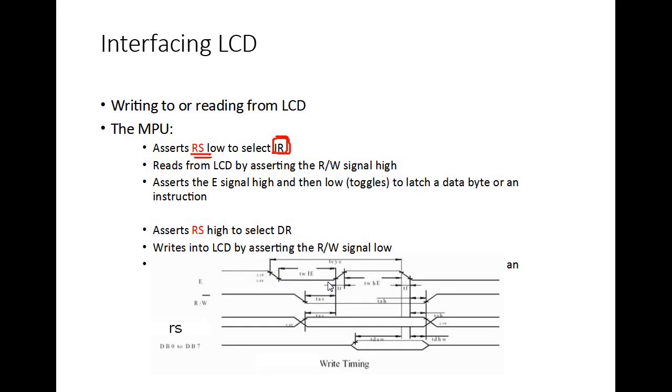Now we can describe how we write data to the LCD. This has also already been shown. The microprocessor unit sends RS low to select the instruction register. All instructions are sent with RS equals 0. You can read the LCD by asserting the read/write signal. It can assert the enable signal high and then low to latch a data byte or an instruction. This is just similar to the command pattern that we discussed before.